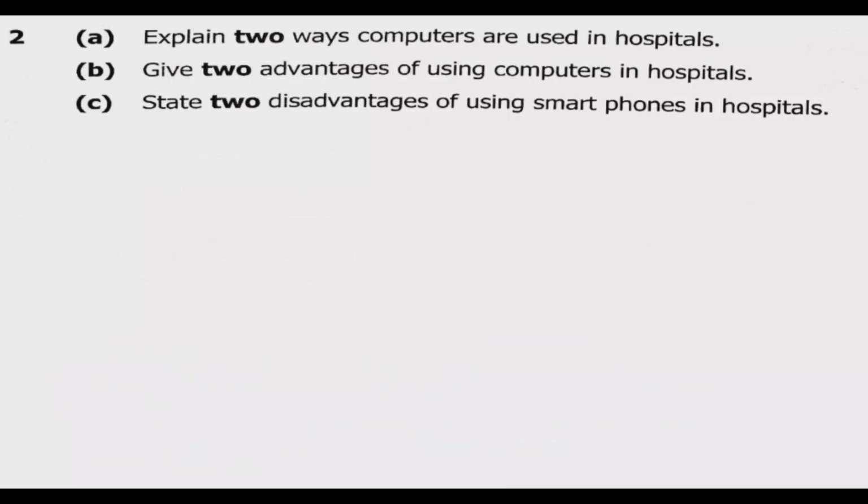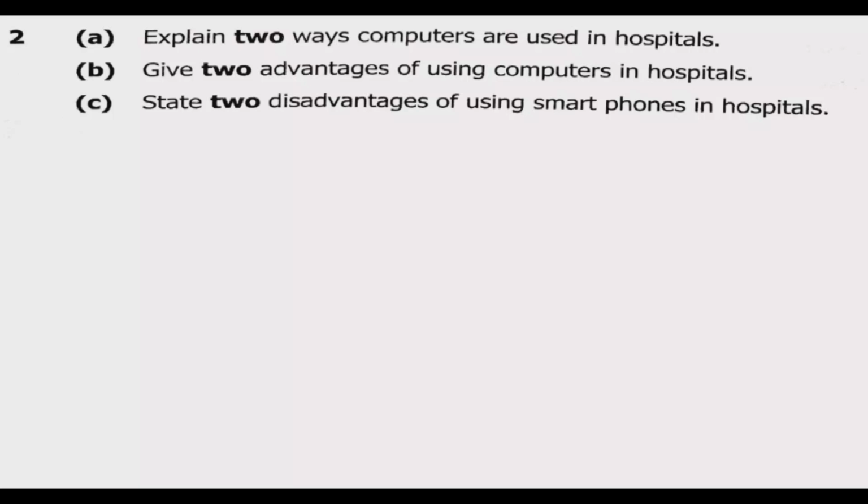So we start with question 2A, which is: explain two ways computers are used in hospitals. By now we are very conversant that hospitals have introduced the use of computers. In most cases, nowadays I've seen people going to the hospitals without a book. The hospital no longer asks patients to go with a book. Usually patients will go empty-handed and the information is found at the hospital in the computer. So we are asked to explain two ways in which computers are used in hospitals.